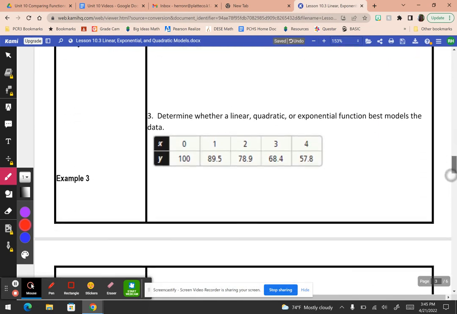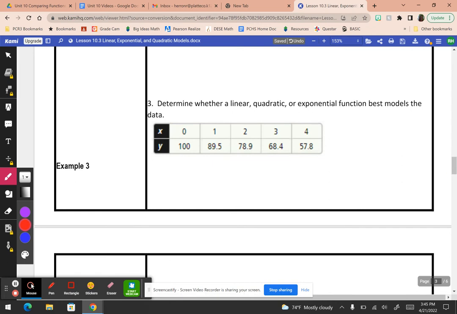So example 3, you're going to try the same thing. I want you to figure out which one it is, pause it, and see if you can write me a function. Okay? So hopefully you have paused and come back.